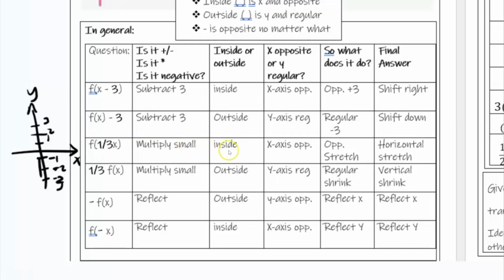All right, but because you're inside, it's going to be x and opposite. So I'm multiplying small inside my parentheses, which means it's x and opposite. So what is the opposite of shrinking? Stretching. And which way am I stretching? Because I'm inside, in the x direction.